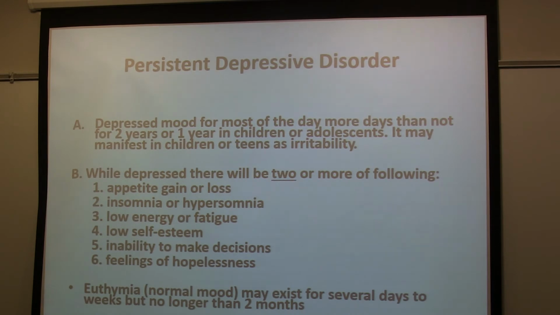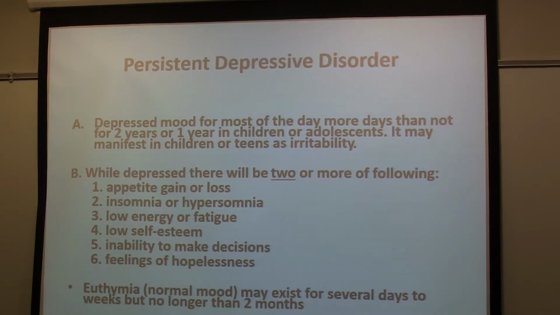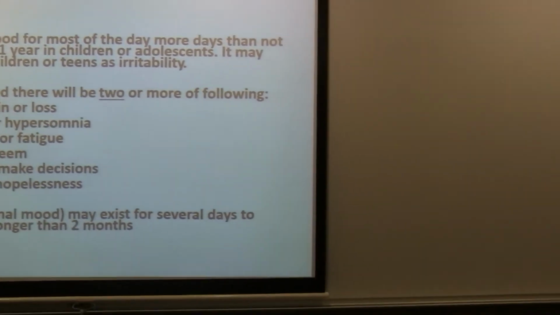Then we have persistent depressive disorder, and what that is, is depressed mood for most of the day, more days than not, so most days, for 2 years, for children or adolescents only 1 year, and it may manifest in children or teens mostly as irritability rather than sadness or depression. Now, an important point here is that this is considered more chronic. It is ongoing. 2 years is a very long time.